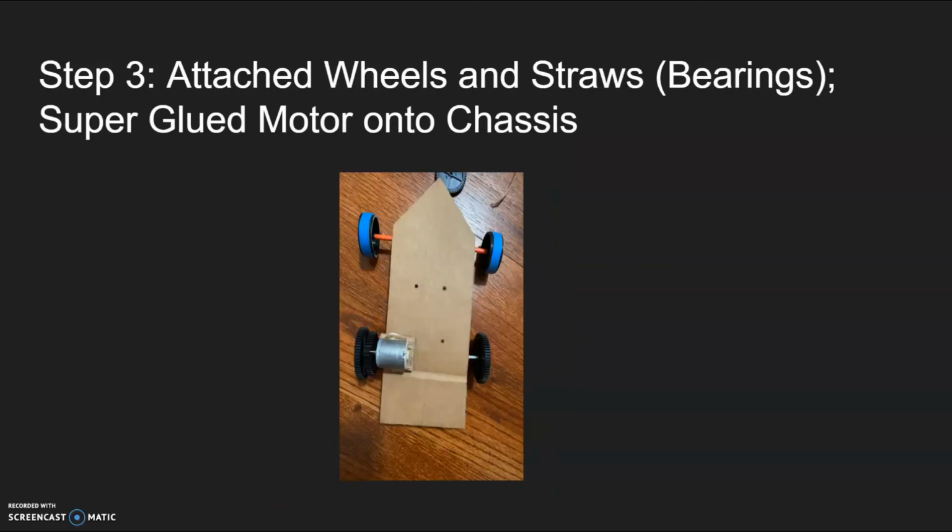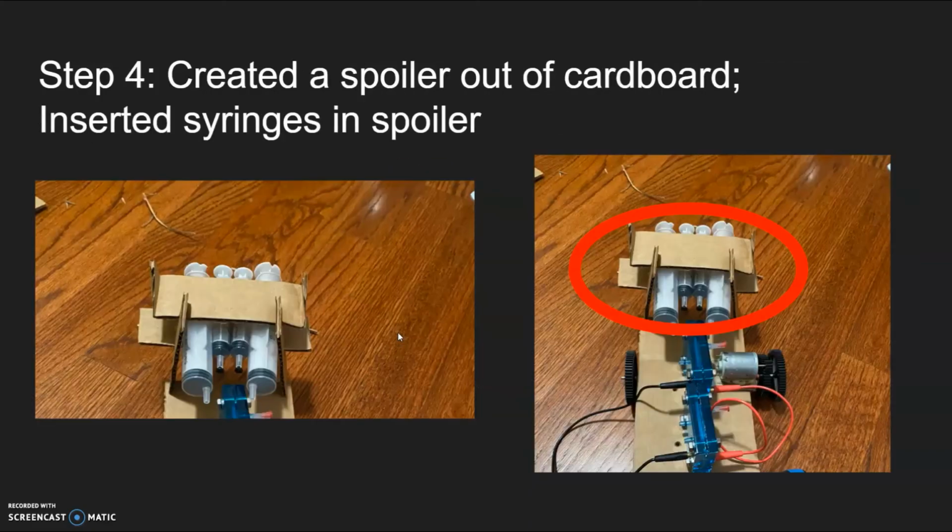And then after that, we attached the wheels and the bearings. For bearings, we used straws. We attached the wheels and the bearings onto the car, and then we super glued the motor onto the chassis. So as you can see, here's the picture after step 3.